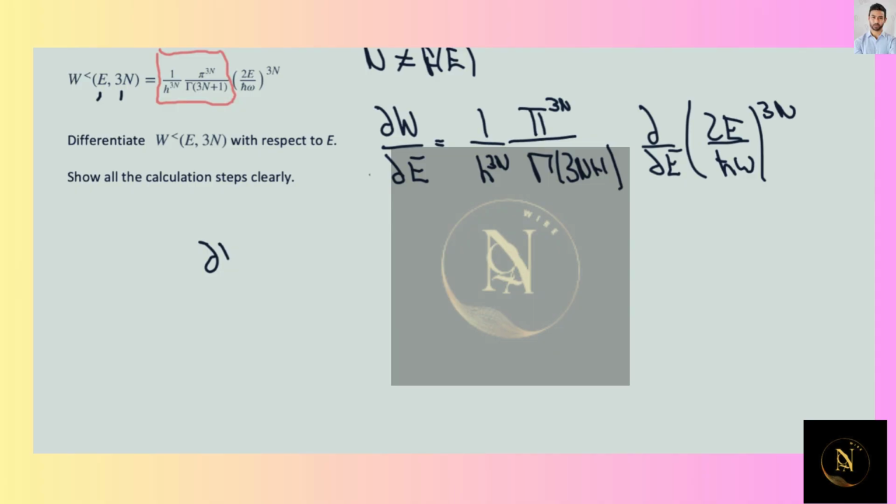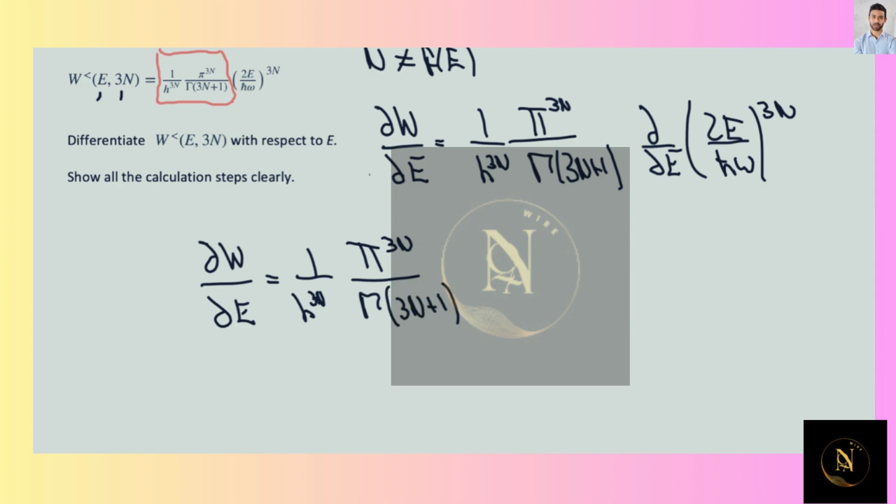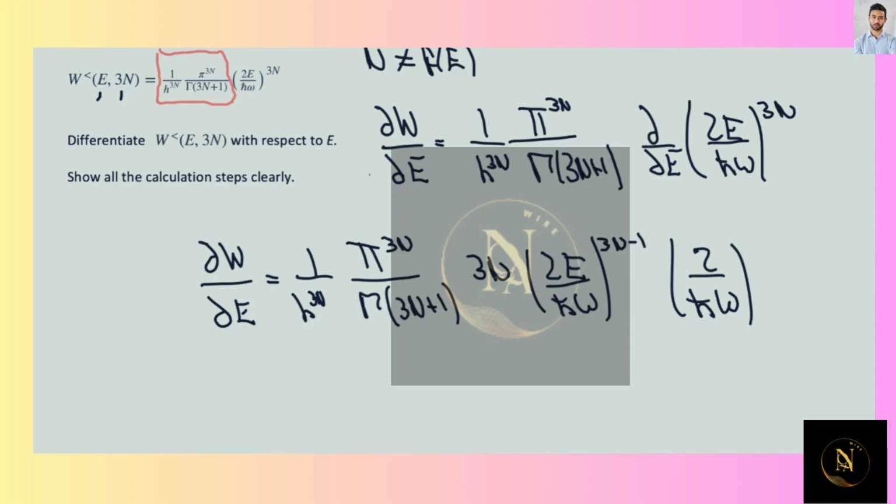This is going to give us that the partial of w with respect to e is going to be 1 over h to the 3n, the same constant that we have, times this partial derivative, which is going to be equal to 3n times 2e divided by h bar omega to the 3n minus 1, multiplied by the derivative of whatever we have inside, which is going to be 2 divided by h bar omega.